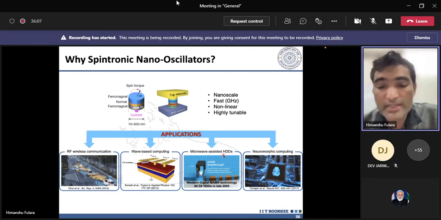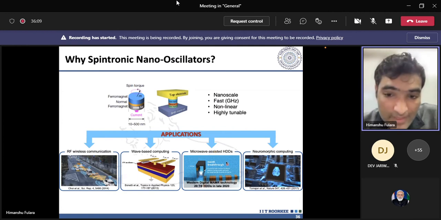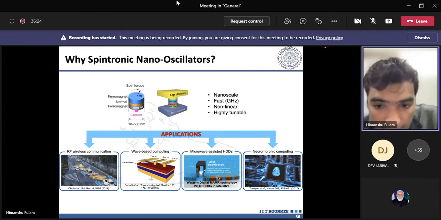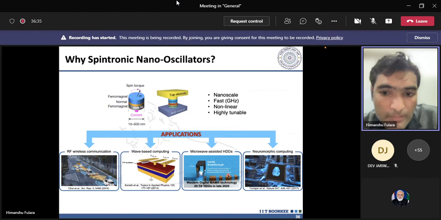And this microwave assisted hard disk drives. So this is basically the latest I have updated here, that in 2020 Western Digital has already launched these 20 terabyte hard disk drives based on these spin torque nano oscillators. So this is the picture which I have taken from their site. They have written here: innovative spin torque oscillator delivers energy assist and path for the areal density growth to 4 terabyte per inch square.